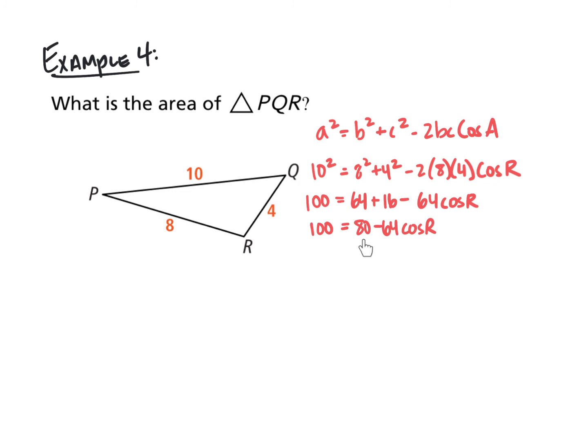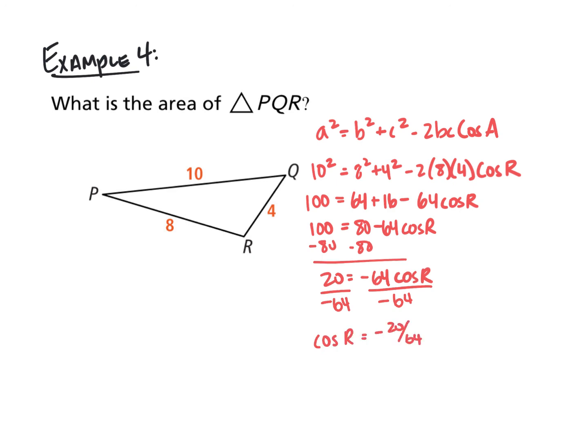Now remember, we can't do this 80 minus 64 right here. That would be violating the order of operations. So instead, I'm going to subtract 80 from each side, and that's going to give me 20 equals negative 64 cosine R. Then I'm going to divide by negative 64, just trying to isolate the cosine part. So it says cosine R equals negative 20 over 64. Again, I could simplify that, but I don't really need to for this problem, because I know the next step is I'm going to take the cosine inverse of both sides. And that's going to leave R by itself, and it's going to give me cosine inverse of negative 20 over 64.